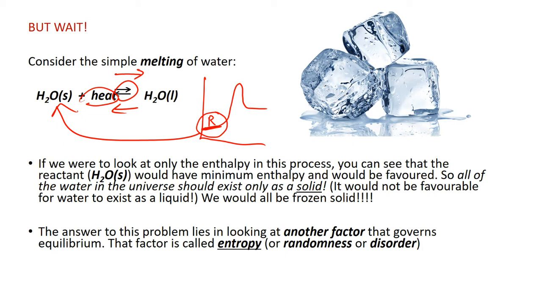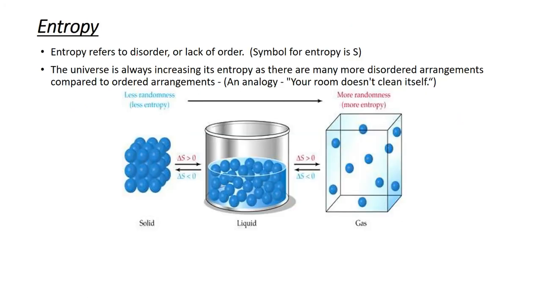So if it was only up to enthalpy, then enthalpy would want all of the water to exist in the solid form, because that's the lower energy state. We know that's not true. We know that not all water on Earth favors that solid form. We know that we often have the other phases, so there's something else going on here, essentially. And that something else is something we call entropy. Entropy is a term given to randomness or disorder in a system. So entropy refers to disorder or a lack of order. Randomness is often what we say.